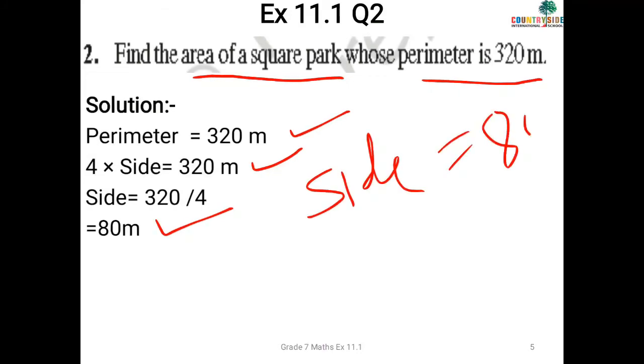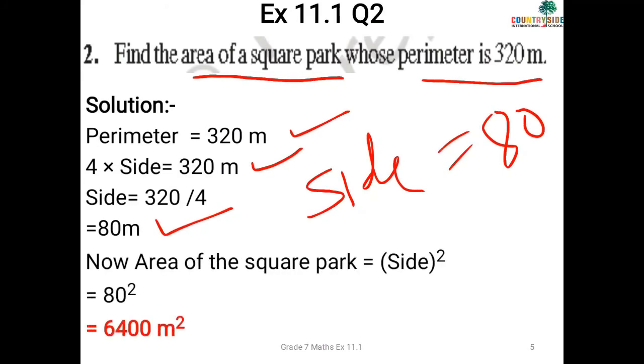Now tell me the formula to find the area of a square, that is side square. See, the area of the square park is side square, and the side is 80, so 80 square is nothing but 8 8s are 64, and put 2 zeros, so 6400 meter square, and this is your answer.